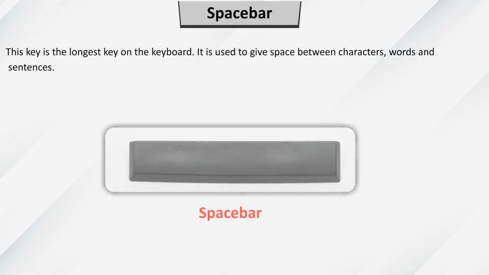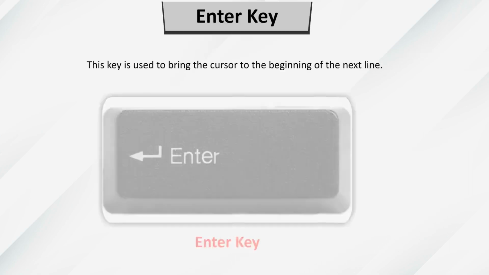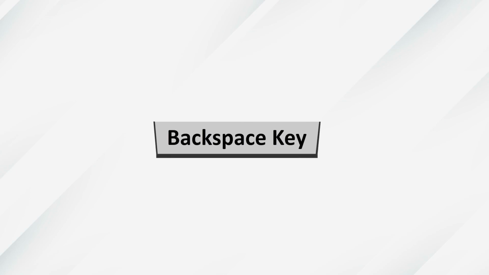Space bar. This key is the longest key on the keyboard. It is used to give space between characters, words, and sentences. Enter key. This key is used to bring the cursor to the beginning of the next line.